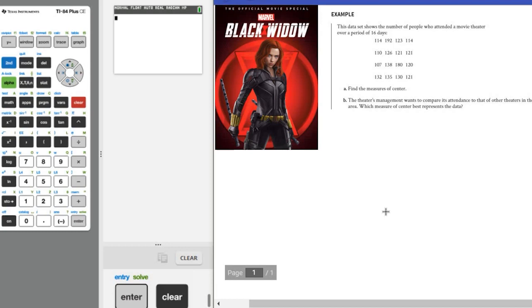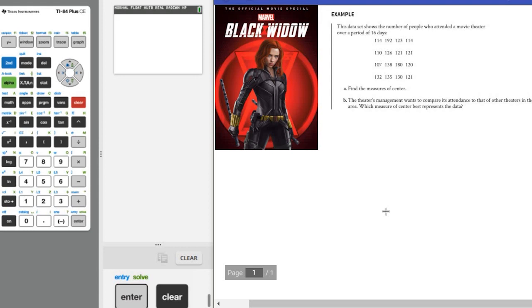We're looking at our measures of center example. So we're given a data set here which shows the number of people who attended a movie theater over a period of 16 days. And we're asked to find the measures of center. And then it says that the theater's management wants to compare the attendance to that of other theaters in the area. And it asks us to determine which of the measures of center best represents the data.